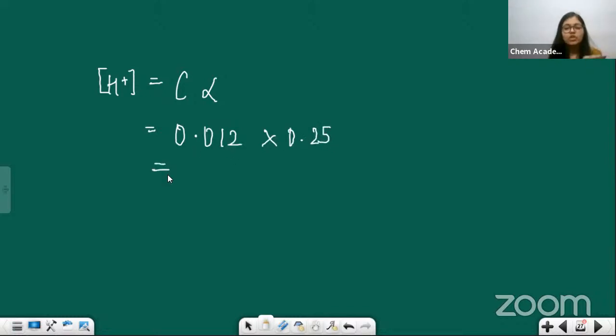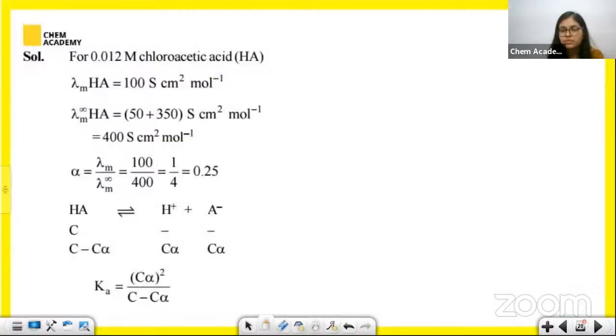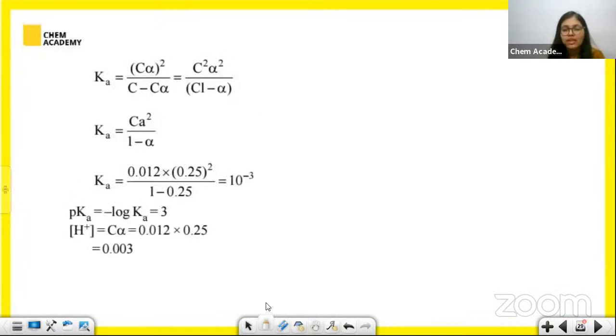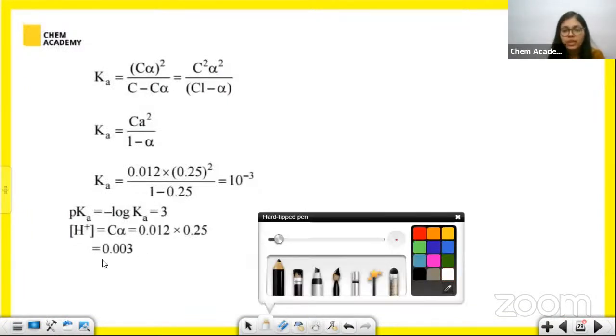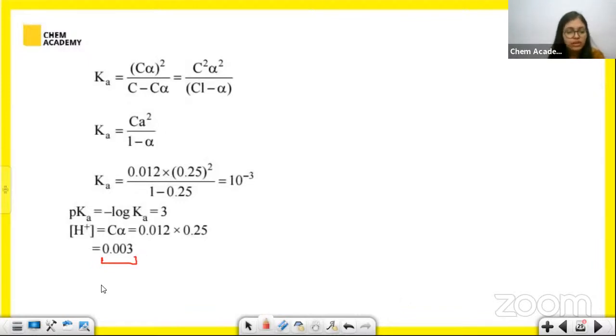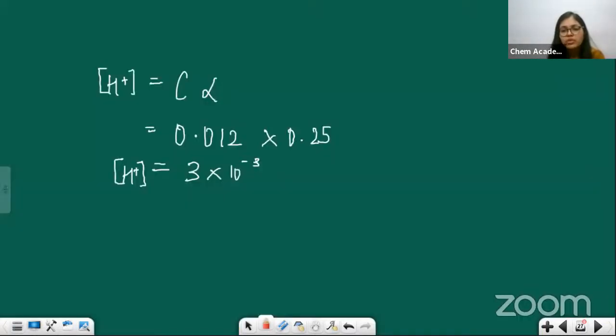You solve it and tell me what should be the answer. From here, the answer is going to come out to be 3 into 10 raised to the power minus 3. This will come out to be the answer for H+ concentration. They have written it like this, 0.003. You can also write it like 3 into 10 raised to the power minus 3. I hope this is clear to everyone. There should not be any confusions.